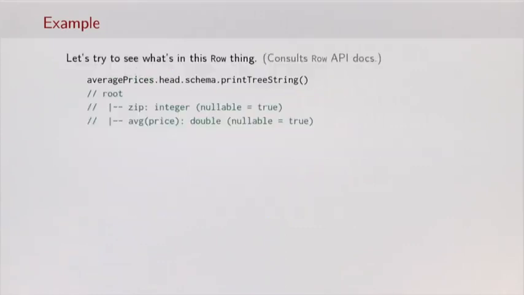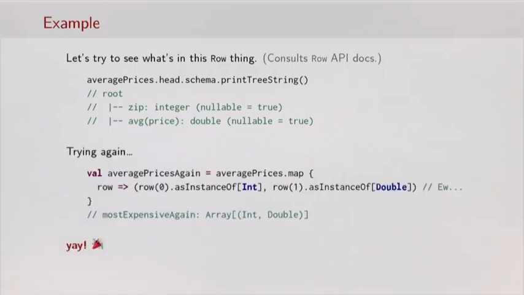Let's try again. Instead of randomly trying different casts, let's look up the API docs for row. Okay, so I can call head on my array of rows, and then once I have a row, apparently there's a method called schema, which gives me the schema, and then I can pretty print it nicely in the form of a tree. Okay, wonderful. So this is my schema. The first element in the row is an integer, and the second element in the row is a double. That's great. Okay, so my average price is this one here. Good to know.